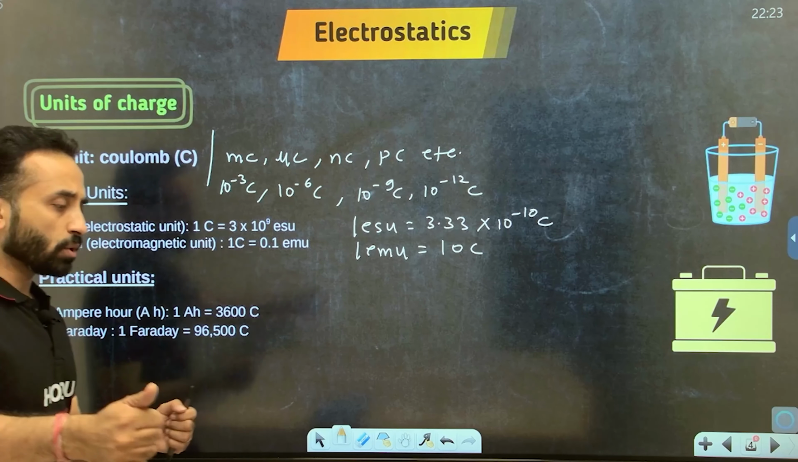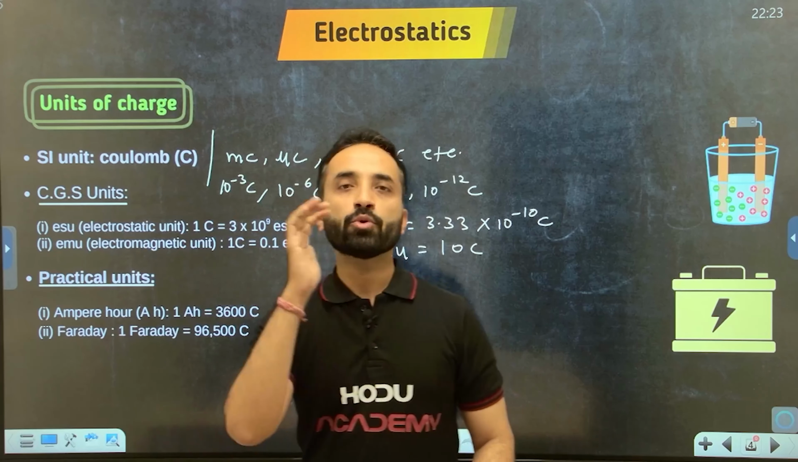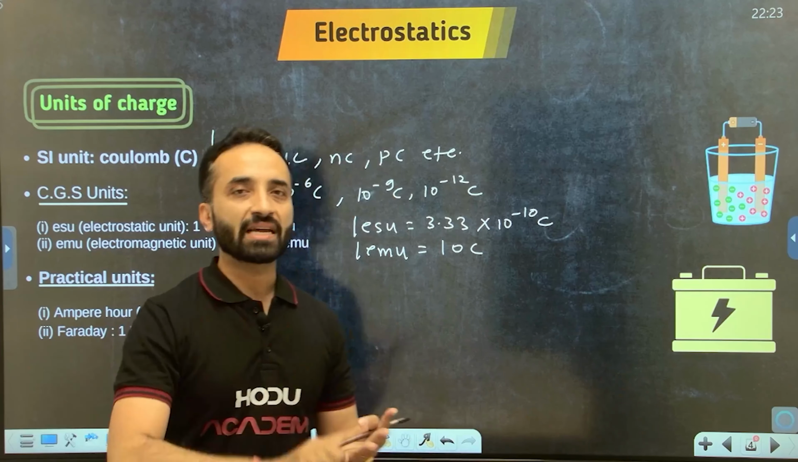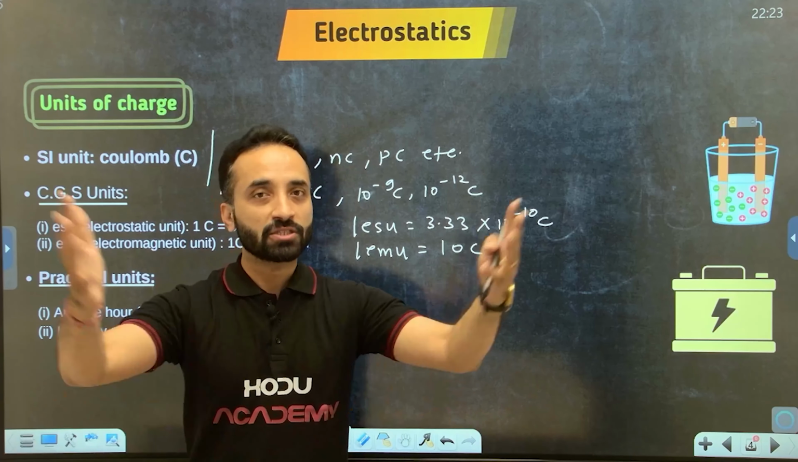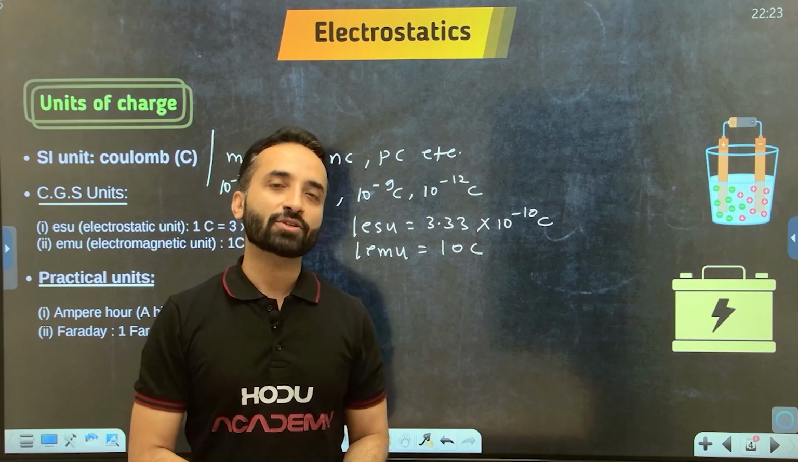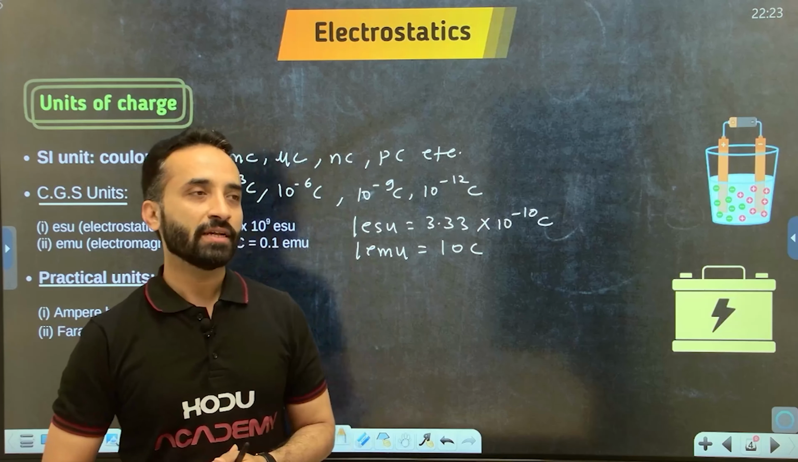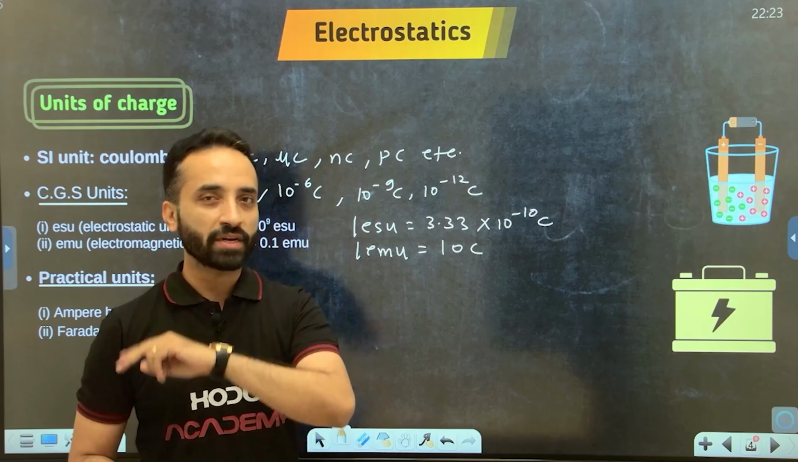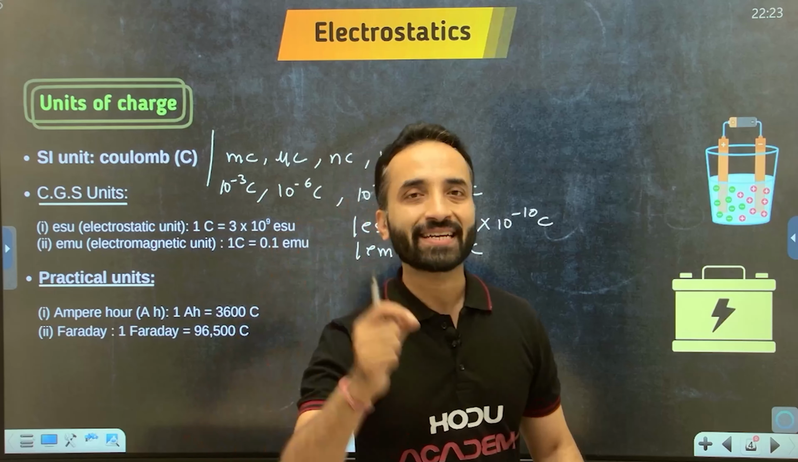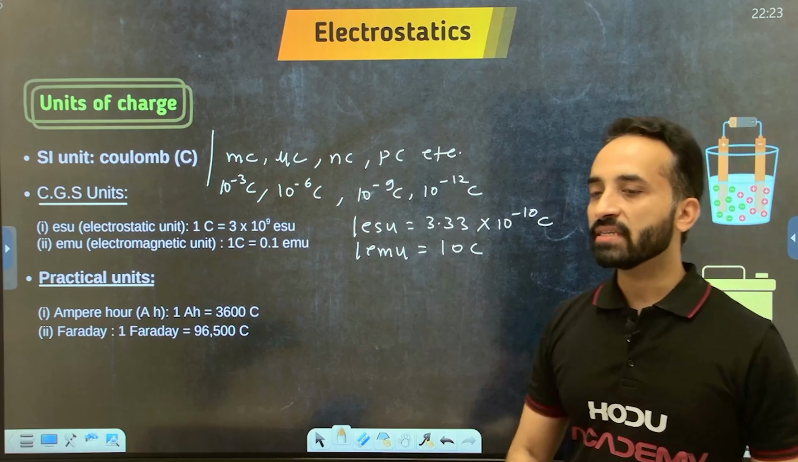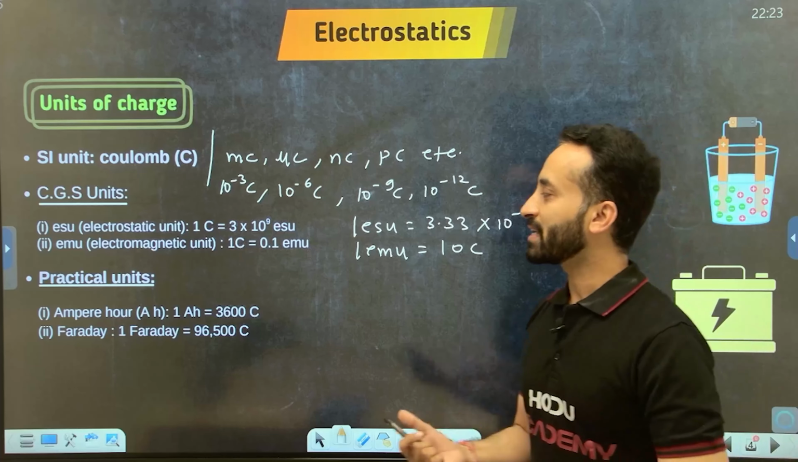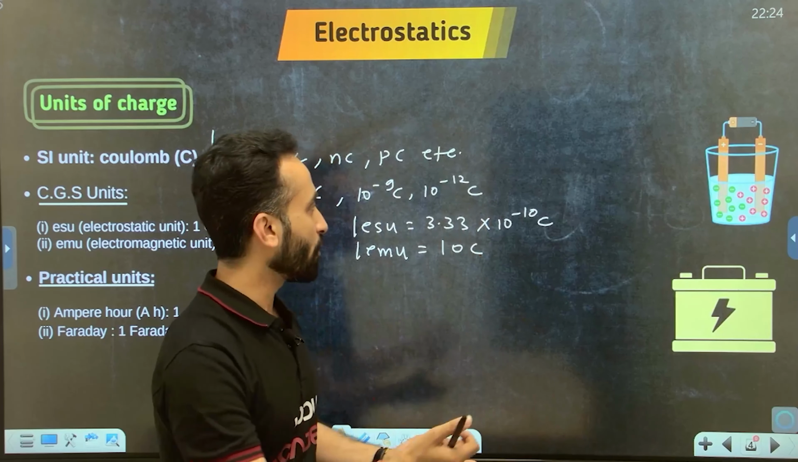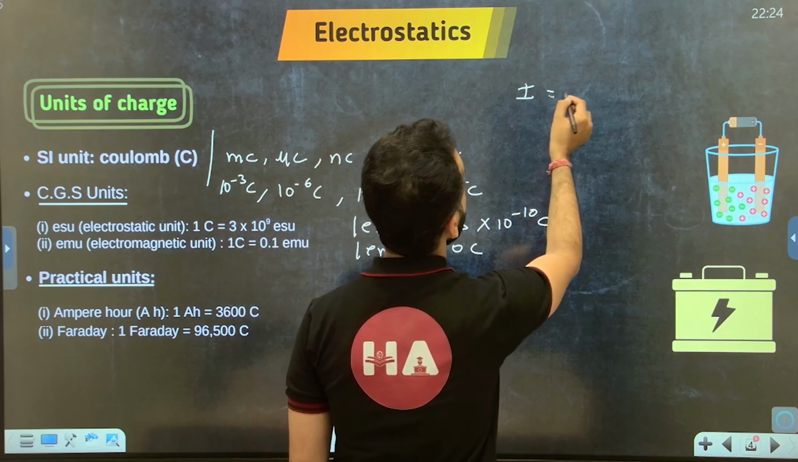Okay, so after you are knowing ESU, EMU and SI, you completely now know SI system and CGS. But can you think of other units of charge that you see around, the practical units of charge that you might have come across? So these are two units that you need to know. These are the practical units of charge. One is ampere hour, we also call it amp hour. So you can understand what it should mean if you know the formula that current is Q by T.